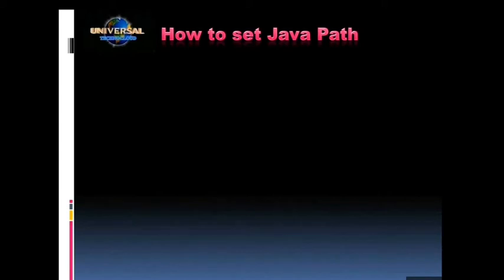How to set Java path. By default Java will be installed in C drive, so go to C drive, Program Files, Java, JDK 1.8, bin. Copy the link from bin, then right-click My Computer, go to Properties, click Enter.